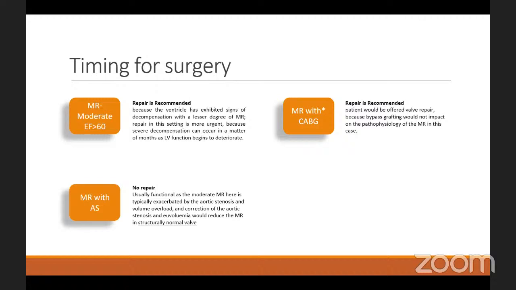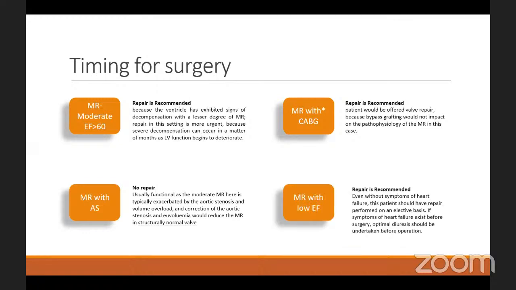Severe MR with CABG and the myxomatous mitral valve, not ischemic, repair is recommended because the patient who will do a CABG, this will not impact on the pathophysiology of the mechanism of the MR in this case. MR with low ejection fraction, repair of course is recommended, but if the patient exhibits symptoms of heart failure before the surgery, then optimal diuresis should be undertaken before operation.